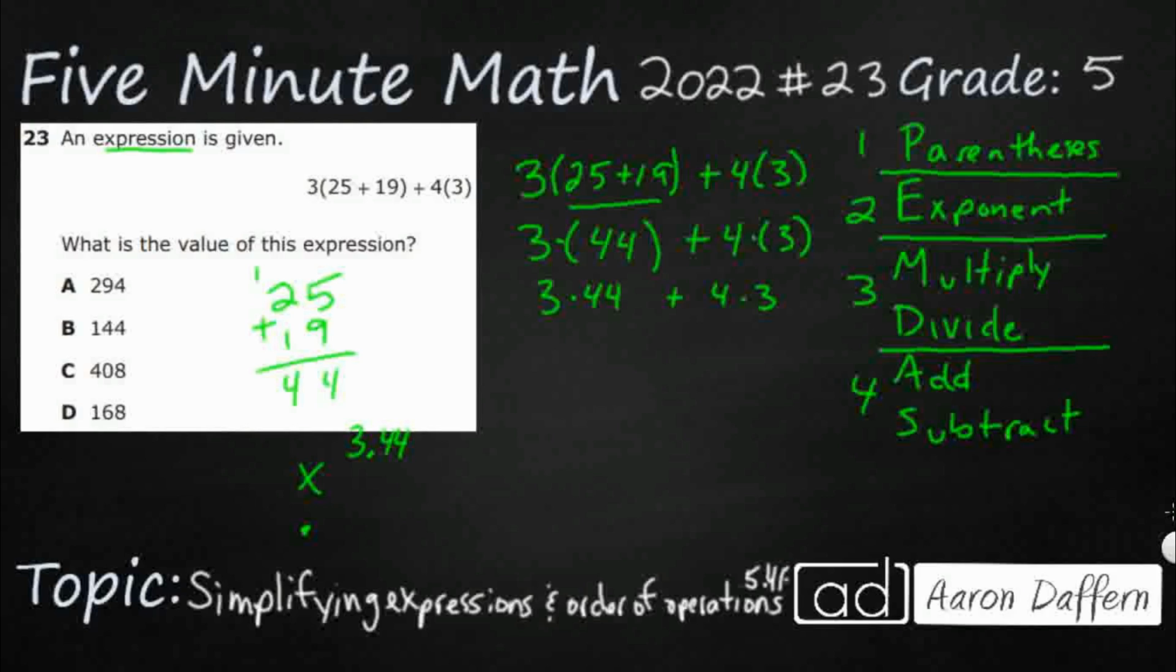Well, now I need to do my multiplication, right? So we know that's a fact. That's 12. I don't know what 44 times 3 is. So that's 12. That's 12. That's 13. So that's 132 plus 12. So I need to simplify that because I finally have my addition left. So let me just add my 12. That's going to be 144.